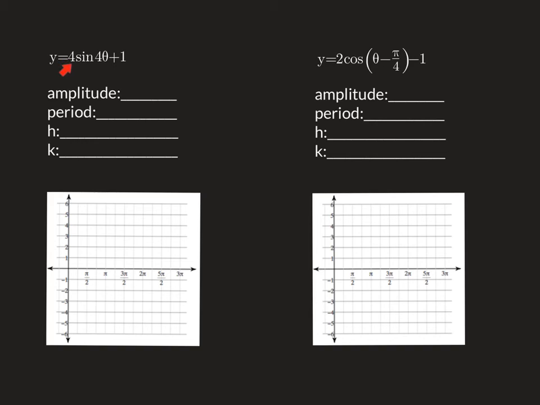In this particular problem, I have an amplitude of 4 because there is a number in front. And in this problem, I have a b value in front of theta that is 4, which means when I calculate my period, it's going to be 2 pi divided by 4, which is pi over 2.